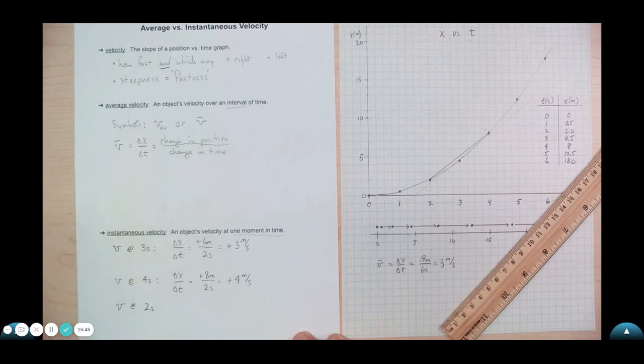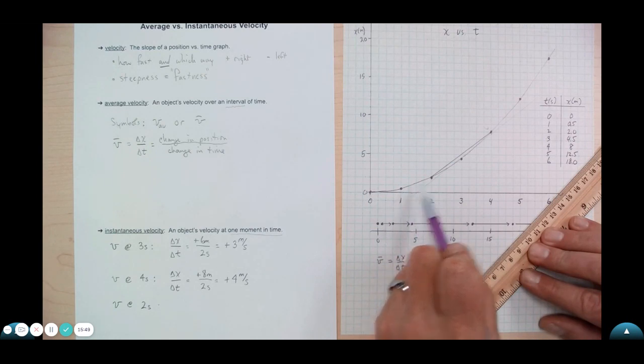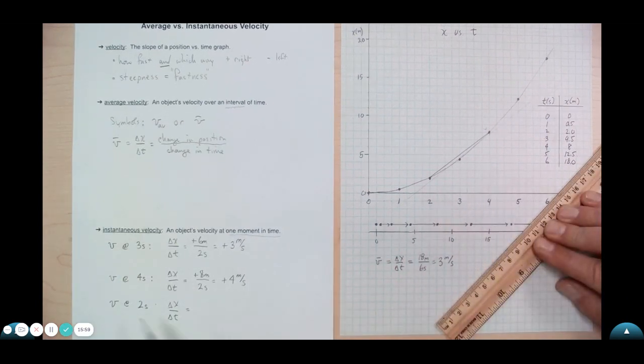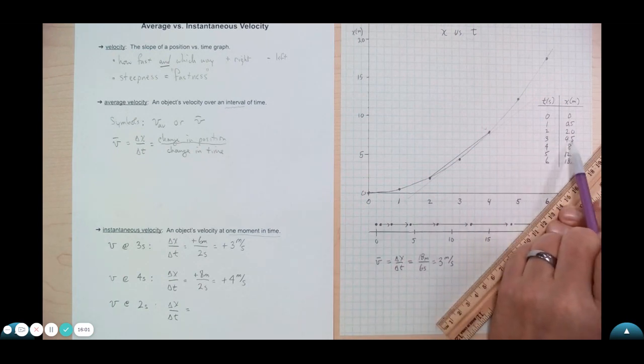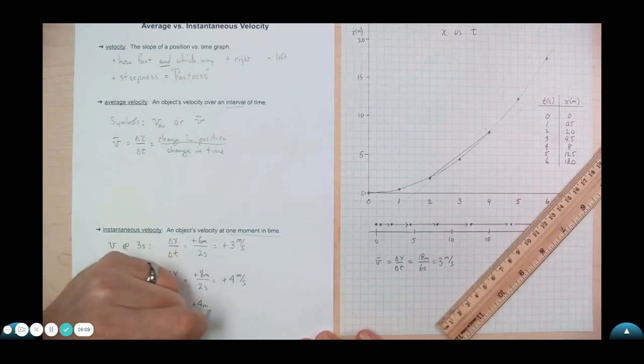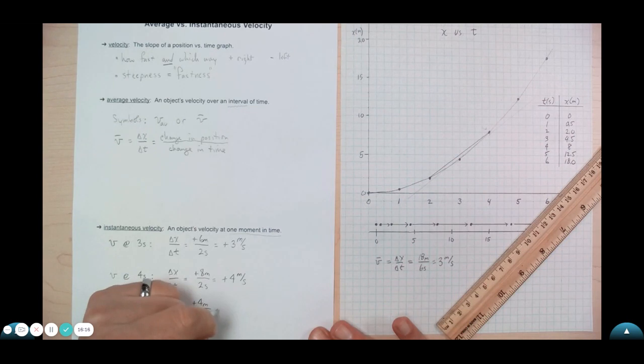I could do this at 2 seconds. If I'm going to do this at 2 seconds, I'm going to look at the short interval of time from 1 to 3 seconds. Use the same equation though. So from 1 to 3 seconds, that's a displacement of 0.5 to 4.5. That'd be 4 meters positive. And that's happening again over a 2-second interval, because I'm looking at 1 second before and 1 second after. So I get plus 2 meters per second.